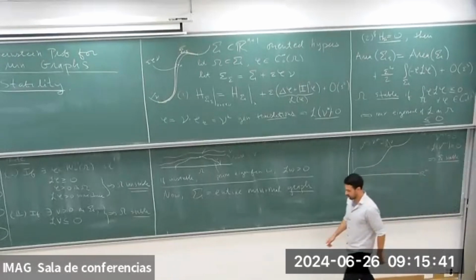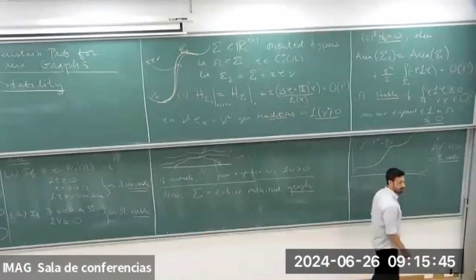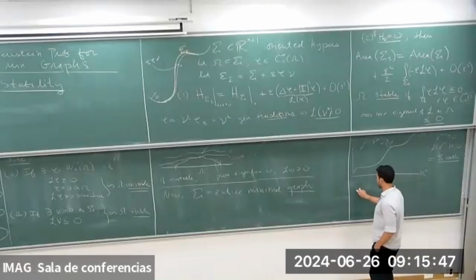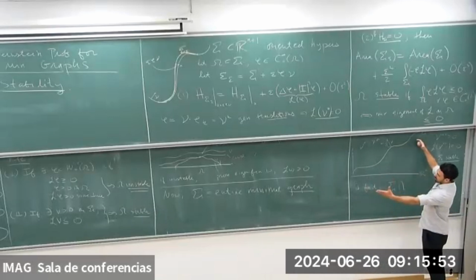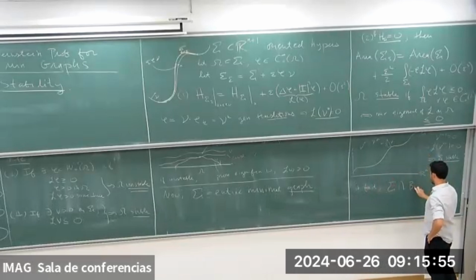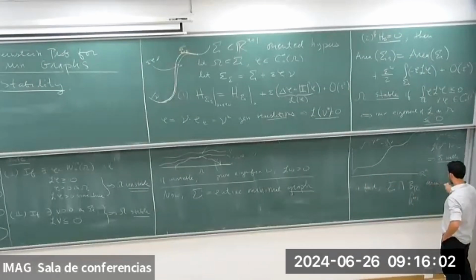But we could say even more. So an important fact is that a minimal graph is, in fact, area minimizing. So in fact, sigma intersect any extrinsic ball, B_R, is area minimizing.